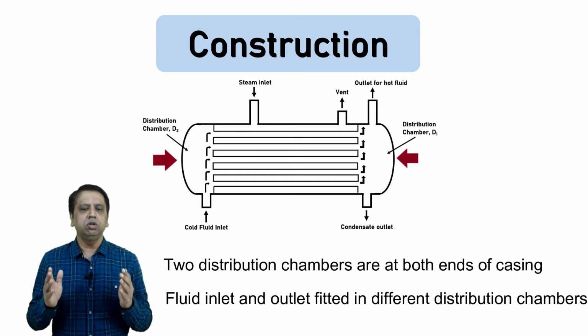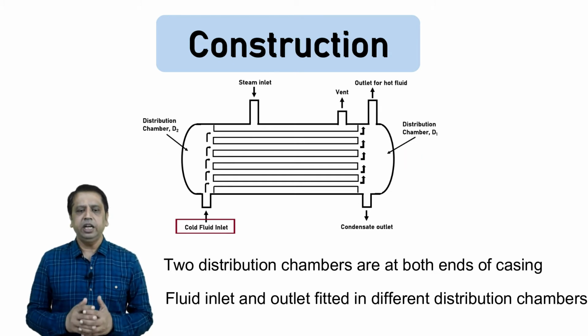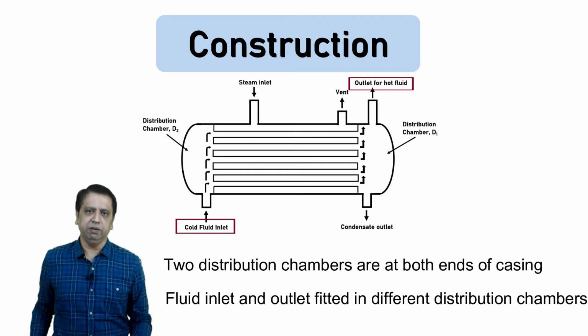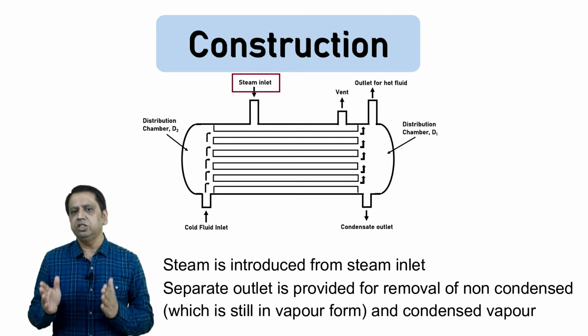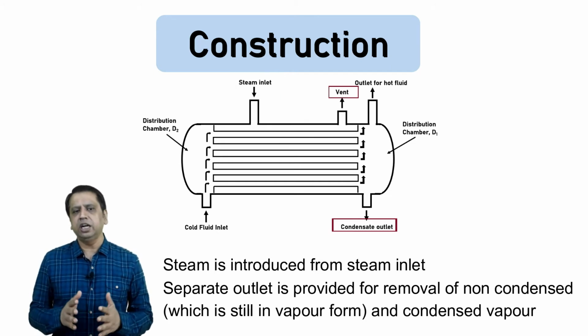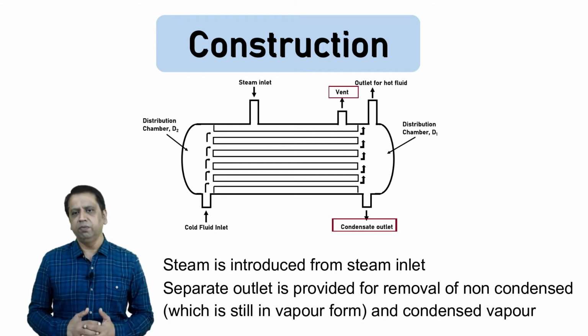There are basically two distribution chambers at both ends of this casing. The fluid inlet and outlet are provided in the different distribution chambers. Steam is introduced from the steam inlet, and there is a separate outlet for the removal of non-condensed gases still in the vaporized form and the condensed vapor.